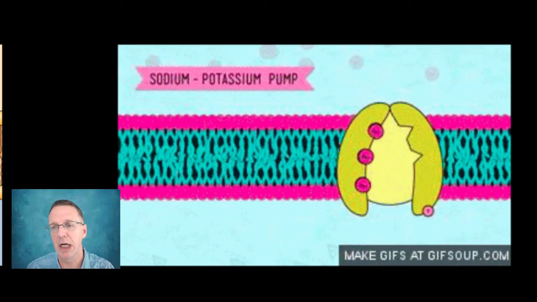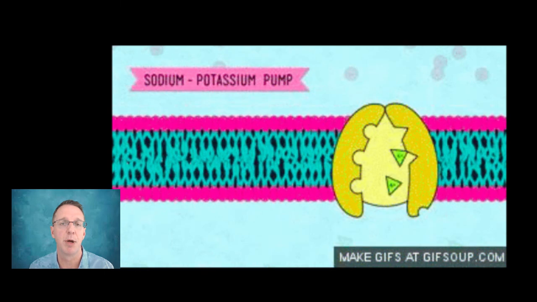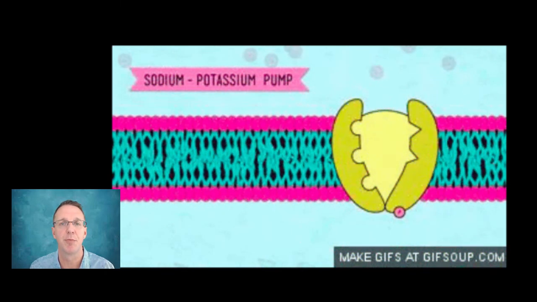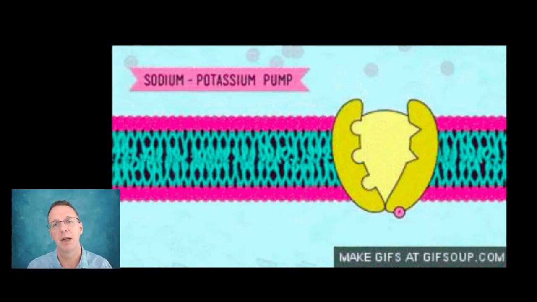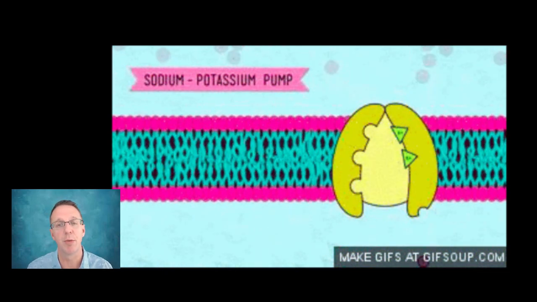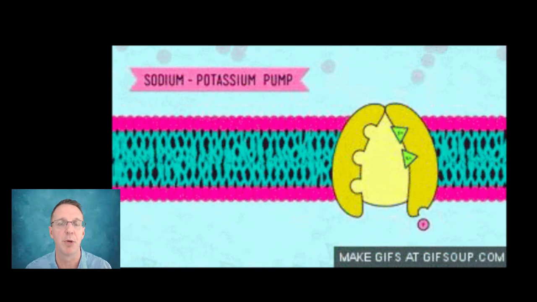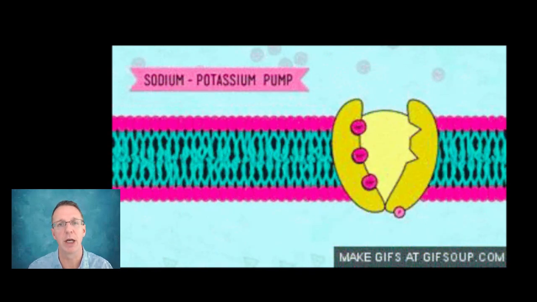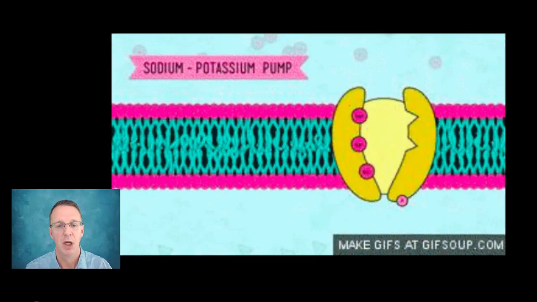The second is what's called a protein pump. This is a membrane protein that actively pumps molecules against the concentration gradient. A good example of this is the sodium-potassium pump, which is involved in creating ion gradients across the membrane. And this is critical when it comes to the functioning of nerve cells, as you will see later on.